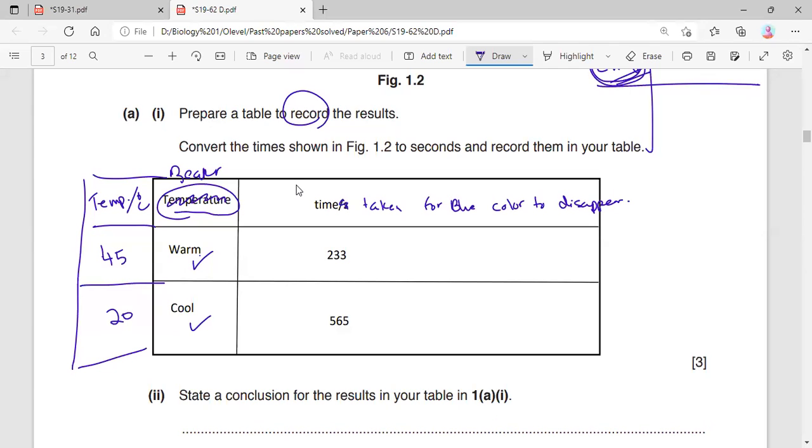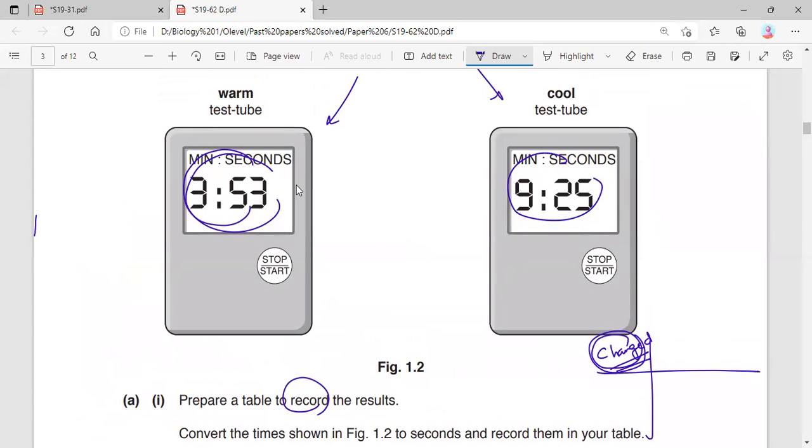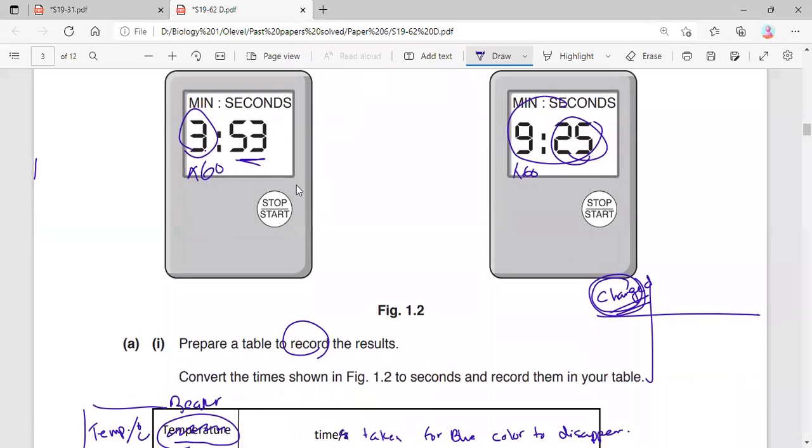Okay. And then you will record the time that he gave you, but you have to change it to seconds. 3 times 60 plus 53. 9 times 60 plus 25 to convert the numbers into seconds. Okay?